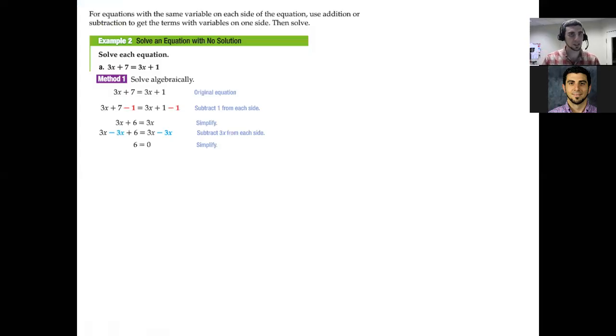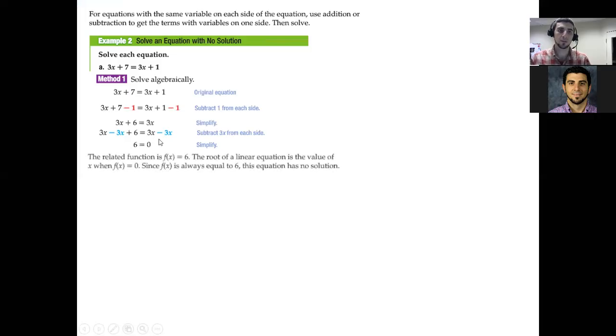Okay, now here's a funny situation. You probably saw this coming when you had 3x on both sides. But when you subtract 3x from both sides, all the x's cancel. And I have a statement that's false. 6 does not equal 0. What does that mean? That means there is no solution to the equation.